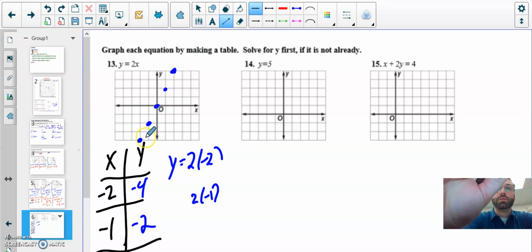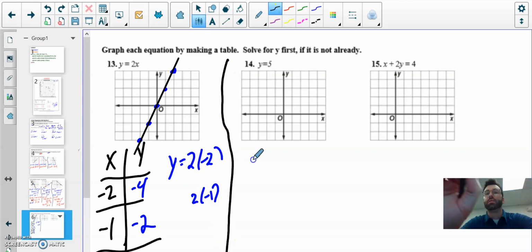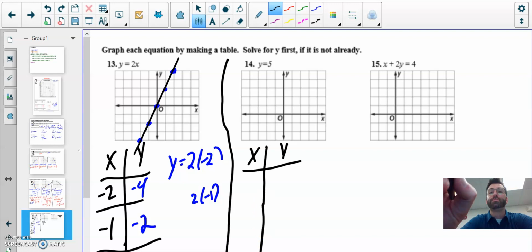Some of us may be able to recognize, hey, I feel like we've done something with this before as far as finding slopes and things like that. That's something we're going to talk about next week. We're just going to ease into it this week, not to overload you since we have a test coming up. All right, so this one, number 14, is a little bit different than number 13.